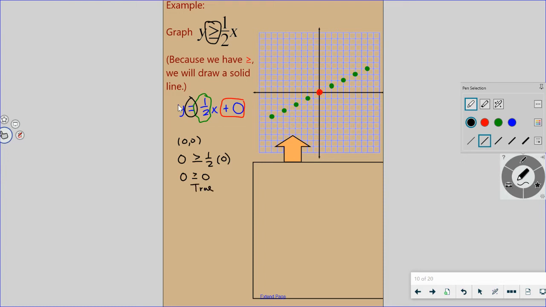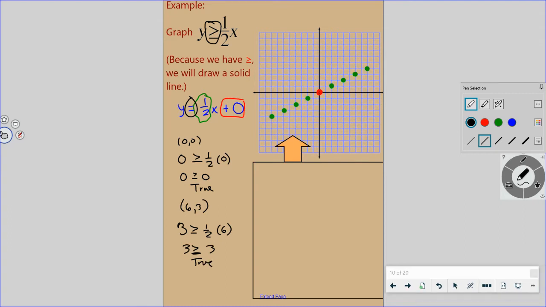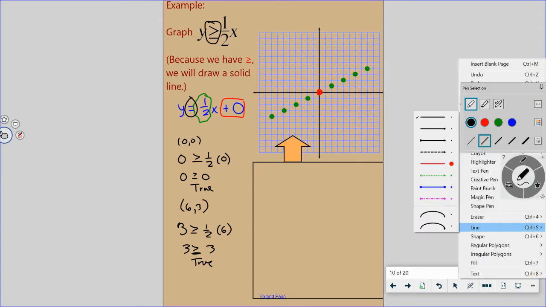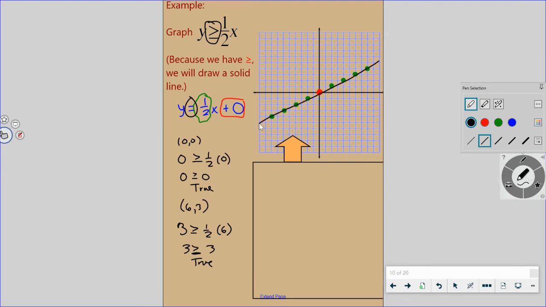Let's pick another point. Let's pick 6, 3. 3 is the y value. Half of 6 is 3, true or false? Well, again, because 3 is equal to 3, that's a true statement. And folks, all the points on this line will be true. So what we're going to do is we're going to draw a nice, thick, and solid line through those points.